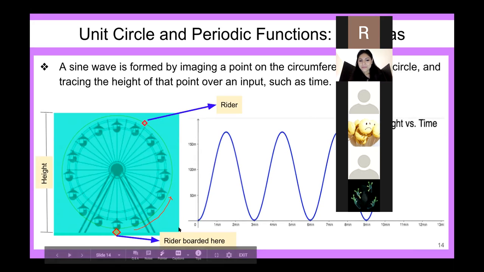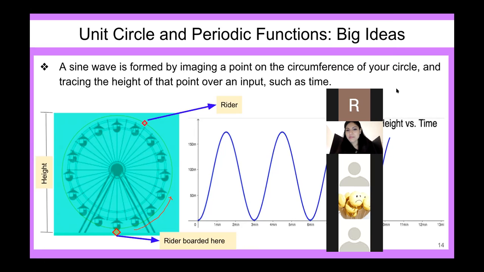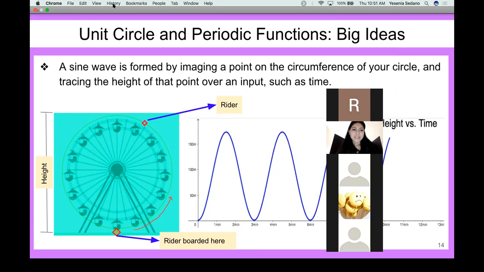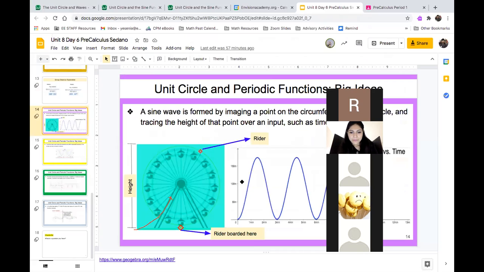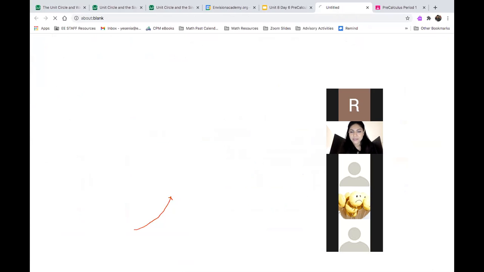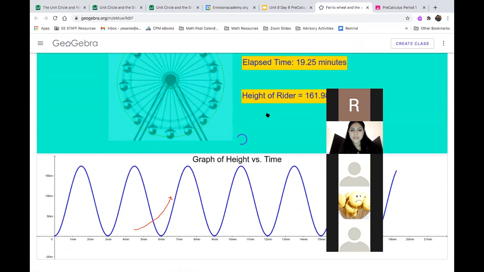If you're on the slides with me, you could look at this tool. A sine wave is formed by imagining a point on your circumference, like a rider on a Ferris wheel, and you're tracing the height of the point over time. I like this little tool in the notes section at the bottom of my slide. It's the thing I found to exemplify this. So this is the Ferris wheel.